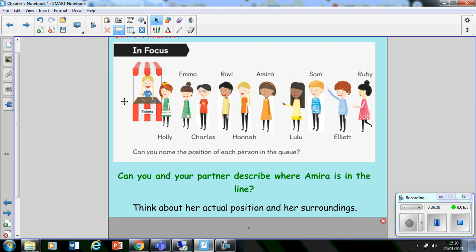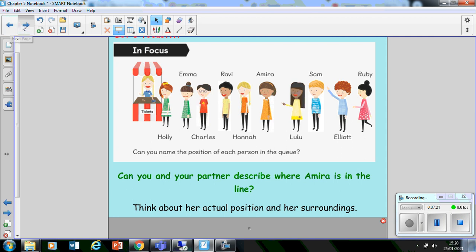Absolutely spot on. You know that it's the start of the line because the ticket office or the ticket booth is right here and everybody's queuing behind the ticket booth to collect their tickets. So that shows me that that is the front or the start of my line. Superstars, well done. If you have got that right, you need to give yourselves a big pat on the shoulder. Now, how do we know what position Amira is in? So we've got first, second, third, fourth, fifth, sixth. So Amira is in the sixth position in her queue.